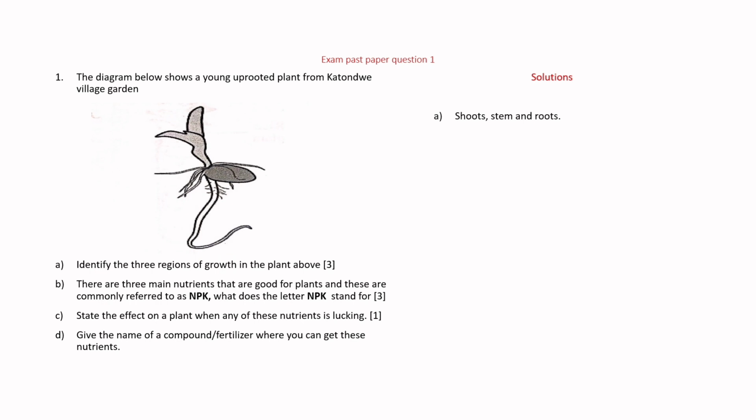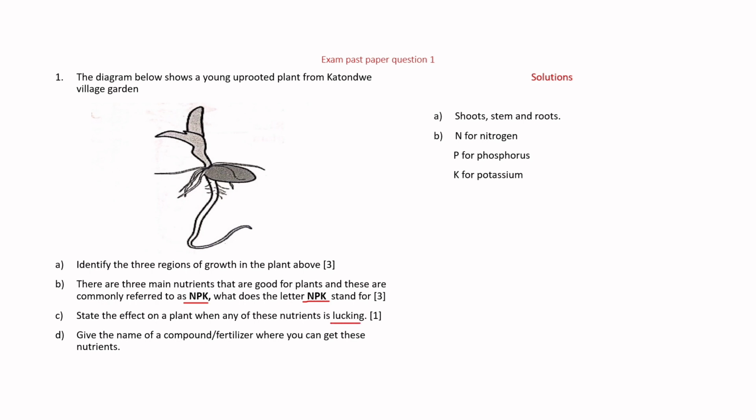There are three main nutrients that are good for plants, and these are commonly referred to as NPK. What do the letters NPK stand for? You can pause this video, try to answer this question, and then compare the answers. N stands for nitrogen, P stands for phosphorus, K stands for potassium. Then: state the effect on the plant when any of these nutrients is lacking.